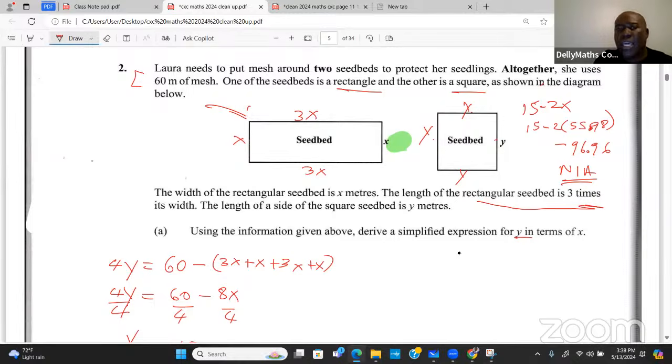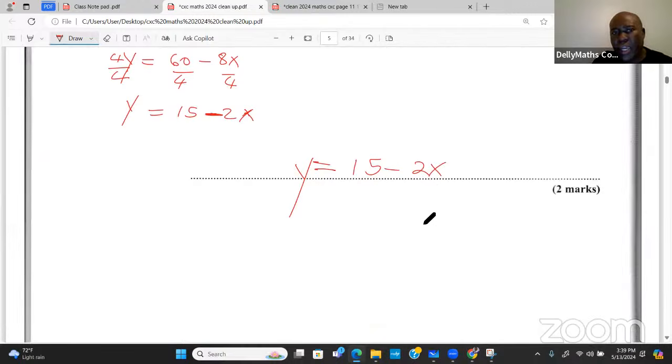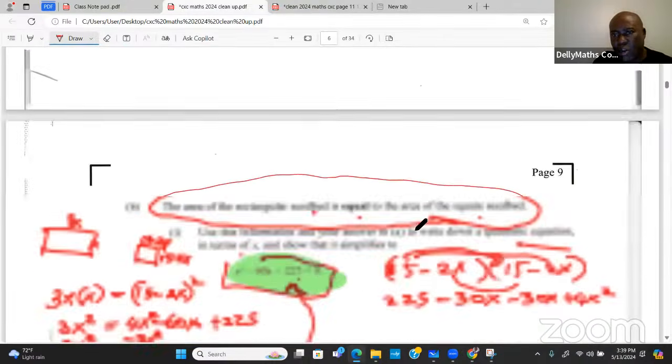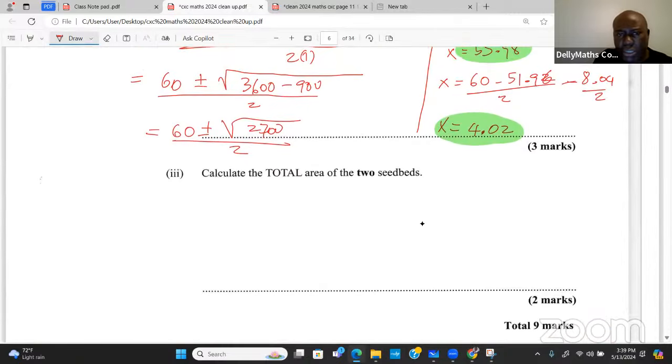So the answer 55.98 is theoretically correct, but for the situation, it cannot be because we'd have a negative side and we cannot measure and get a negative length, all right? So because of that fact, we can only use the 4.02 to work with here. So we're going to use the 4.02 to work out the area. But as you could see, so let's go back. So 4.02 is good.